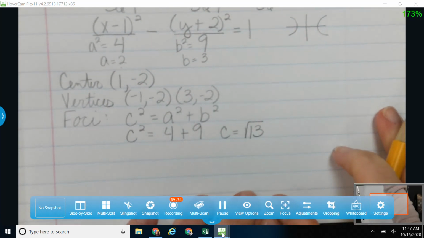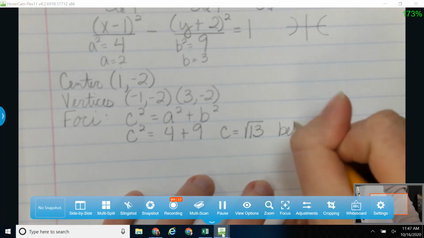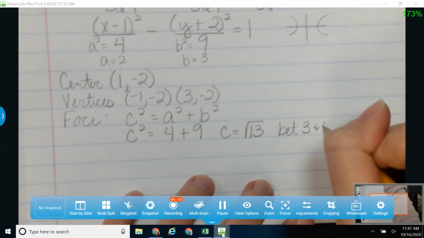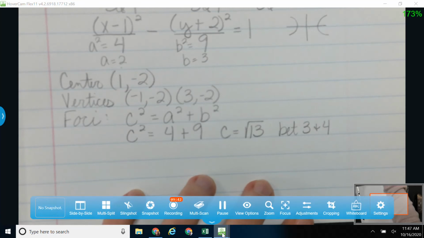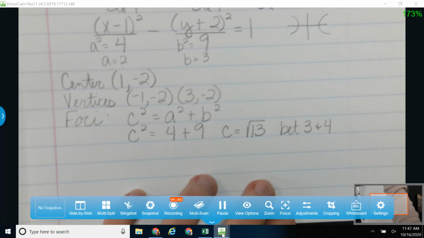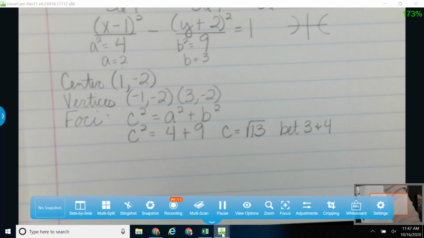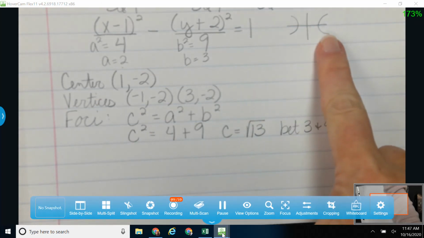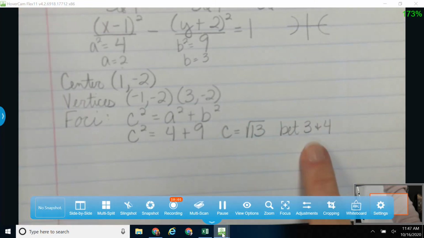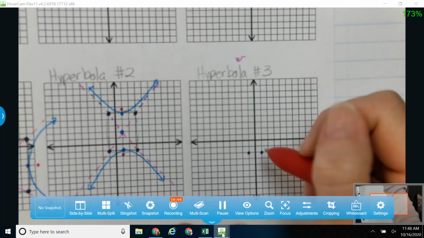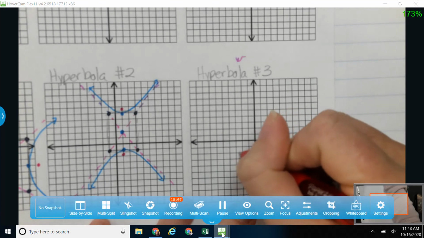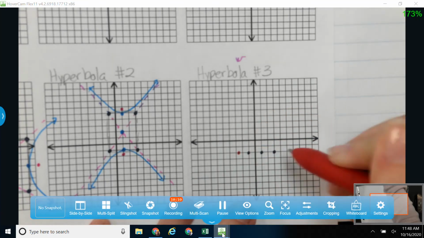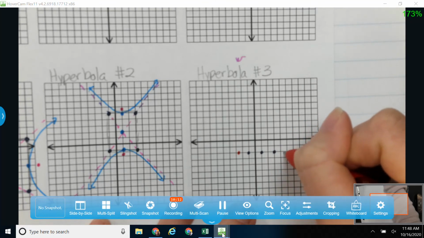What two numbers is 13 going to be between? 3 and 4. That's right, good. 9 and 16, good. So between the square root of 9 and the square root of 16, so between 3 and 4. Again, that's a good enough approximation for our graph. So I'm going to go left and right, because that's the direction we're going here. I'm going to go left 1, 2, 3, and a little bit more. And I'm going to go right 1, 2, 3, and a little bit more.